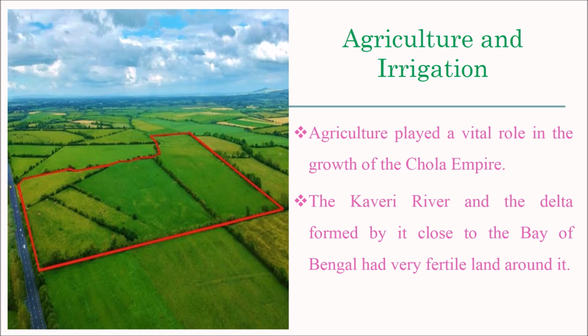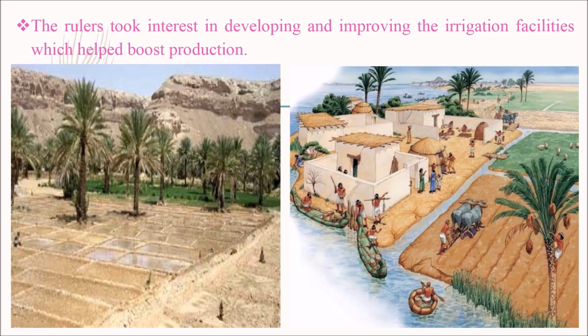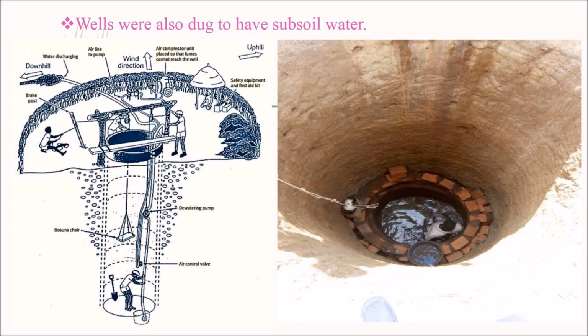Agriculture and irrigation. Agriculture played a vital role in the growth of the Chola Empire. The Kaveri River and the delta formed by it close to the Bay of Bengal had very fertile land around it. Here we can see the picture of fertile land. The rulers took interest in developing and improving the irrigation facilities, which helped boost production. Here we can see the pictures of irrigation system. Wells were also dug to have subsoil water.